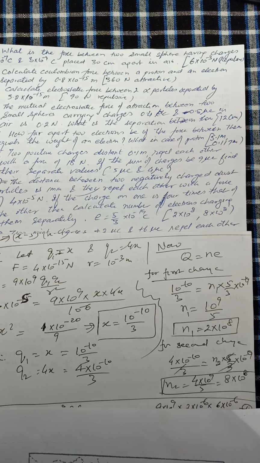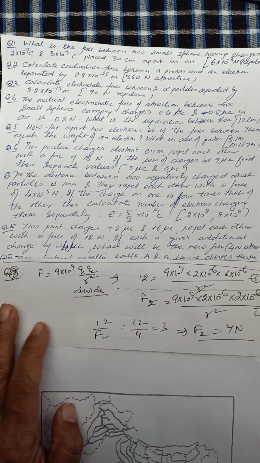And for the second charge, q equals ne, again the same formula. In place of q, write 4 × 10^-10 upon 3. n2 is unknown, e is 5 by 3 × 10^-19. So n2 is 4 × 10^9 upon 5, that becomes 8 × 10^8. So the answer is 2 × 10^8 and 8 × 10^8, number of electrons charging them separately.